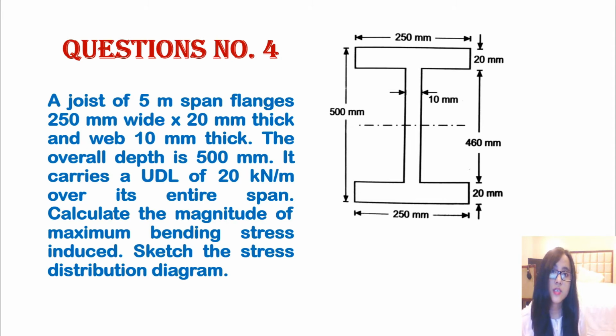So as you can see, this is a symmetrical I section here, right? So for the symmetrical I section, the flange thickness, and then web thickness, and then overall depth, everything is given, and the diagram is also shown here. So let us see how we can find its maximum bending stress here, and then draw its stress distribution diagram. So let us get started.